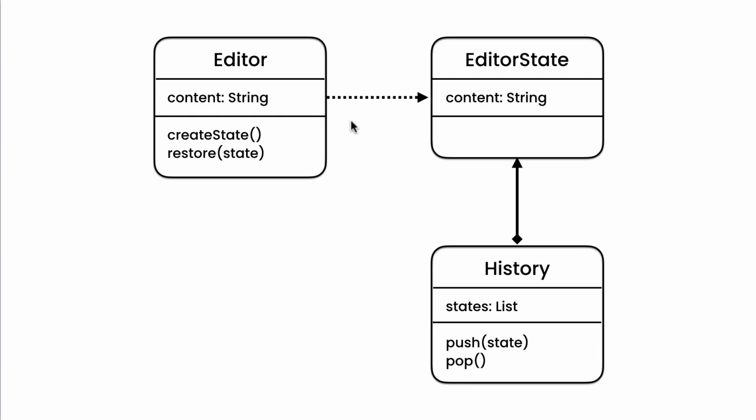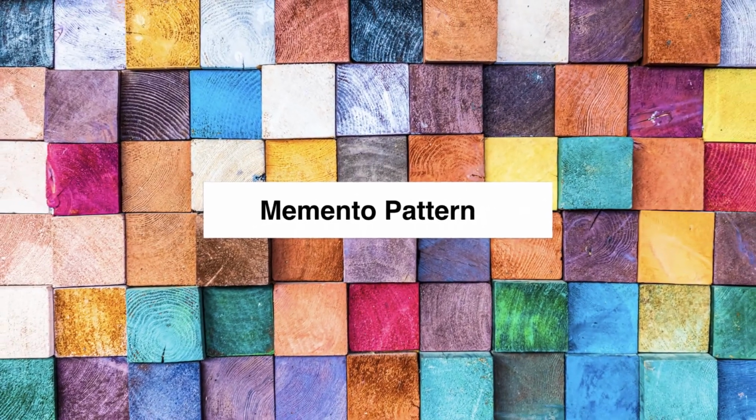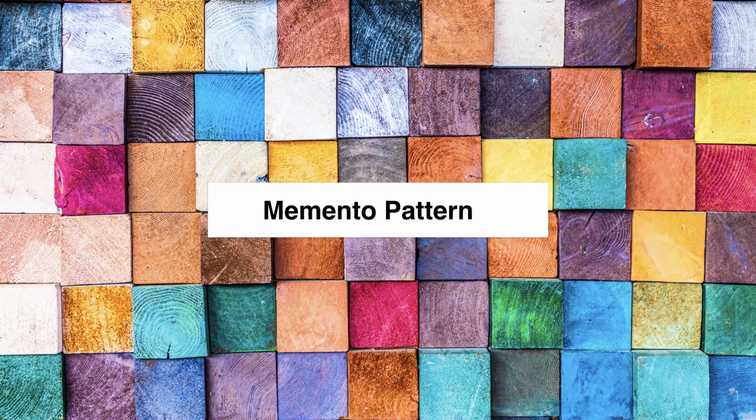Now look at the type of relationship we have between the editor and the editor state classes. We have a dependency relationship. That means the editor class uses the editor state because the create state method returns an editor state object, okay? Well, congratulations. You came up with your first pattern. This is called the Memento pattern. We use the Memento pattern to implement undo mechanisms in our classes.